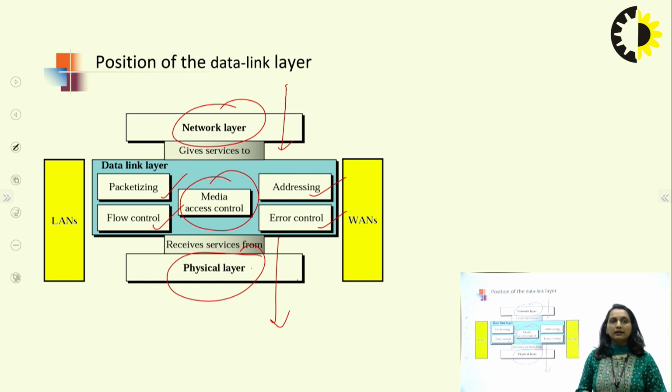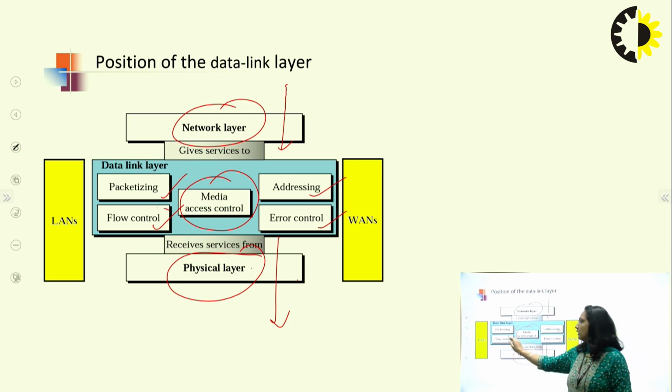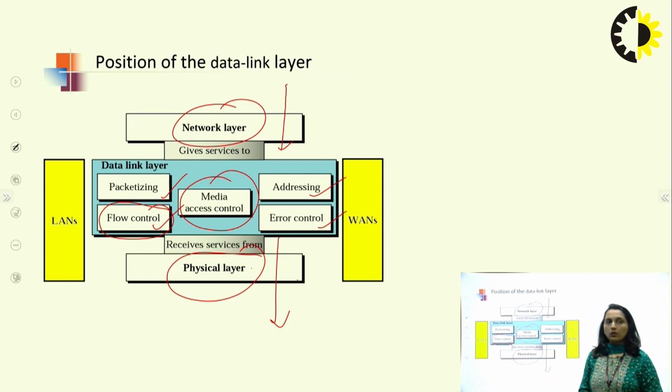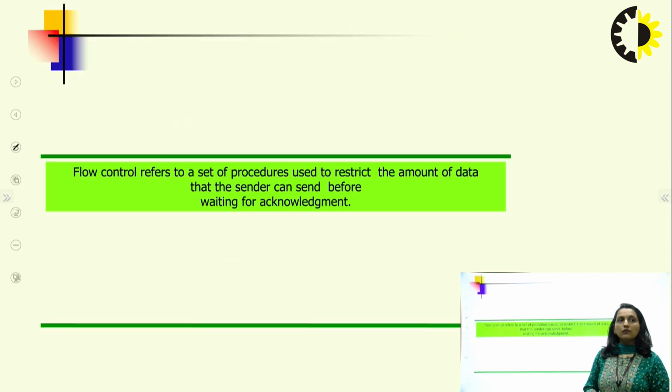In this session, I will go through this feature of the data link layer, that is flow control. Flow control is a set of procedures used to restrict the amount of data that the sender can send before waiting for acknowledgement.